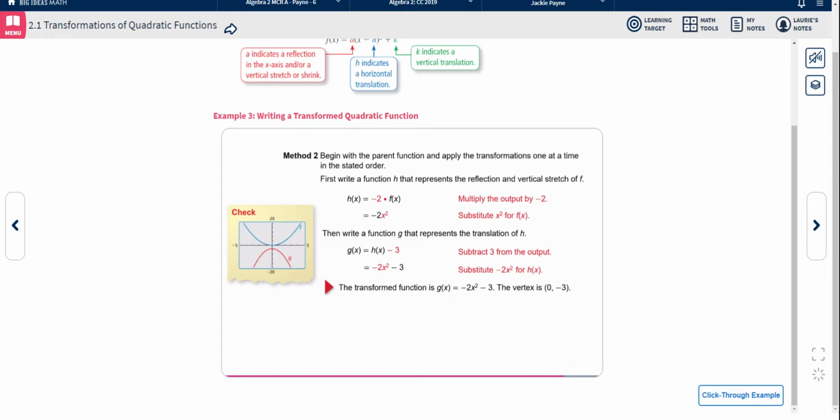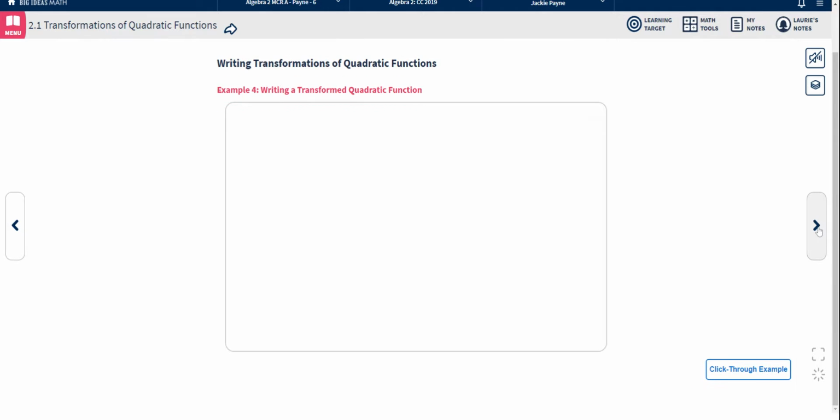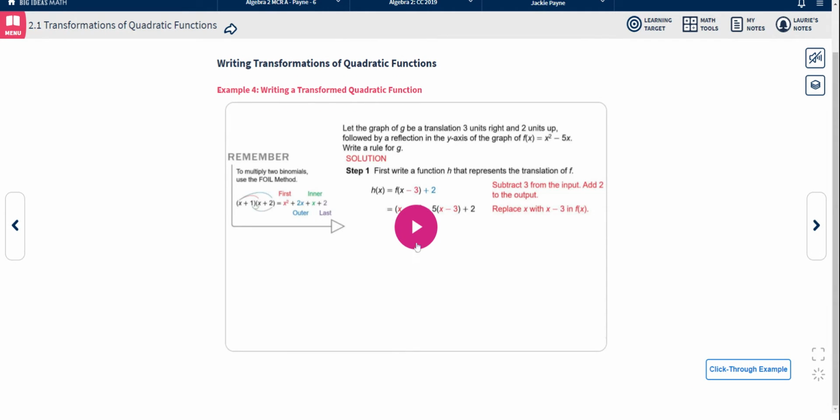You can check your answer by using the calculator to graph f of x and g of x in the same viewing window. You can see that g of x shows the correct transformations of f of x and has a vertex at the point (0, -3). That shows you both methods. So here's another example.